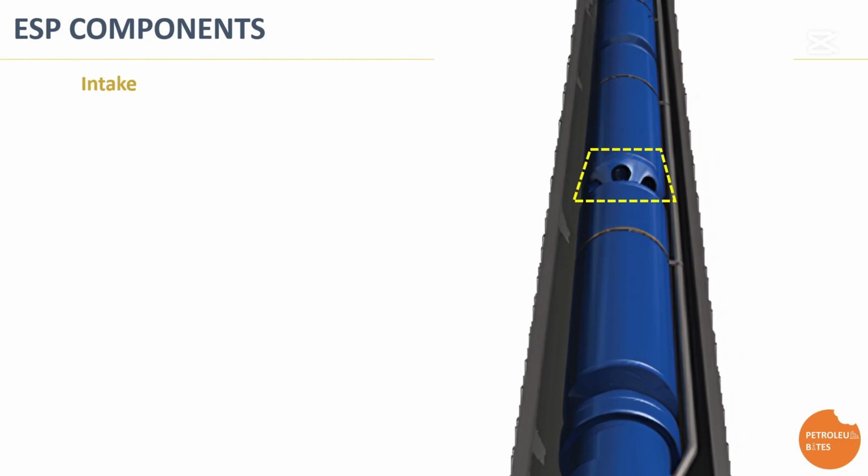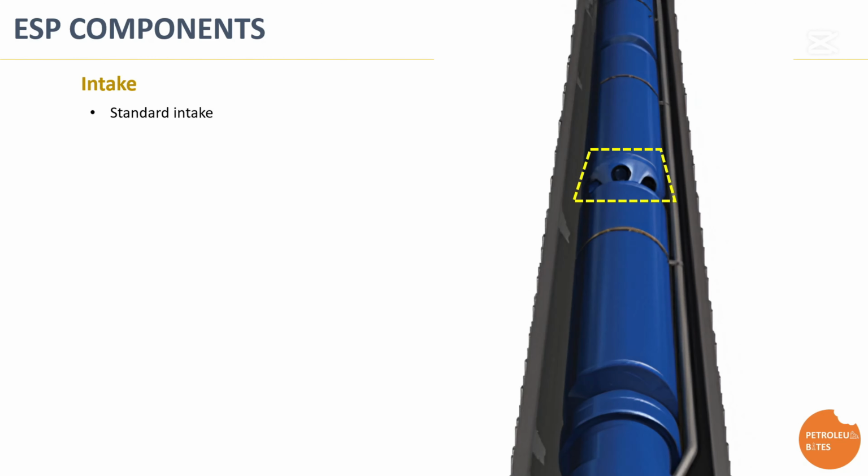The ESP pump intake is the entry point where well fluids enter the pump before being lifted to the surface. The intake plays a critical role in regulating fluid entry and managing gas interference. There are two primary types of pump intake, each suited for different well conditions.